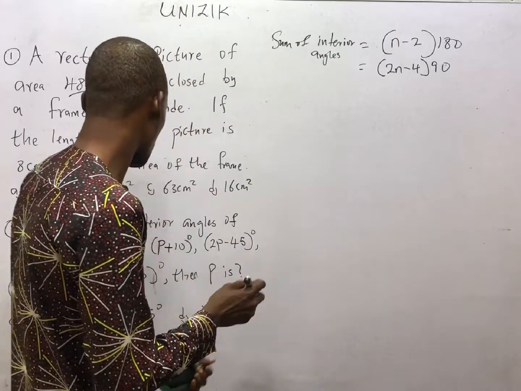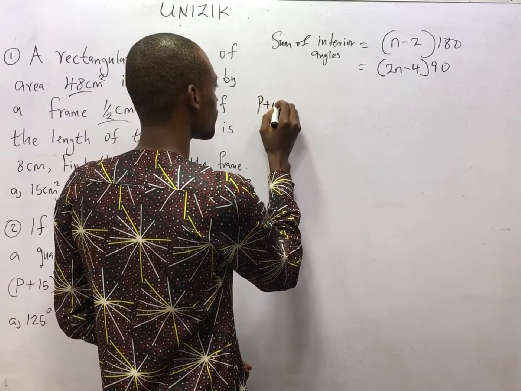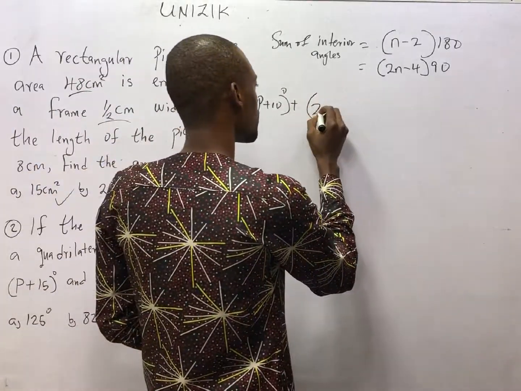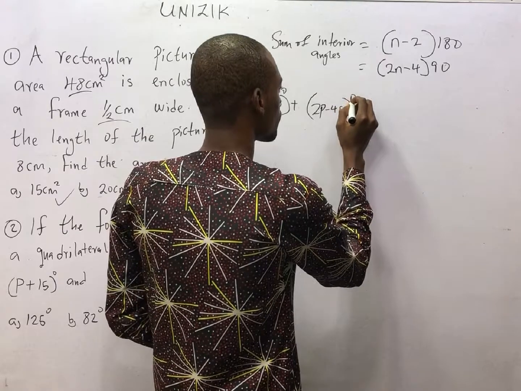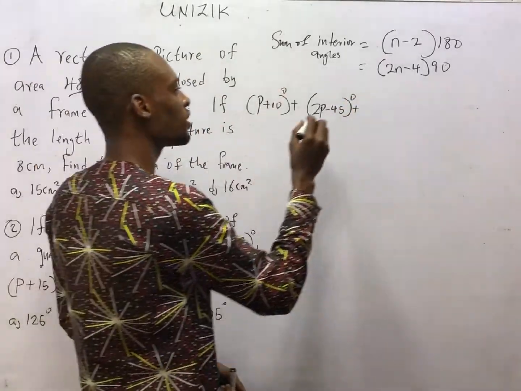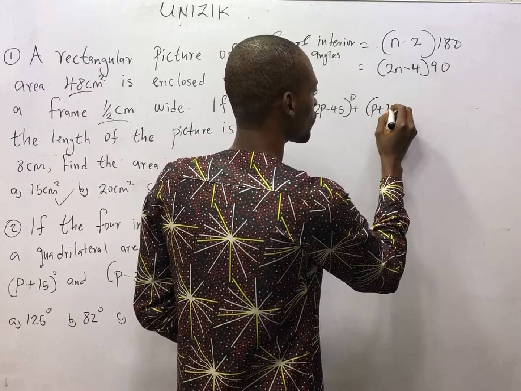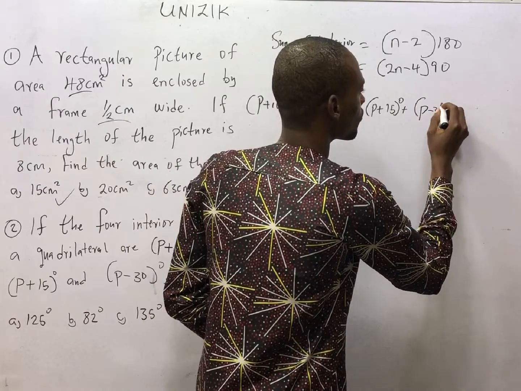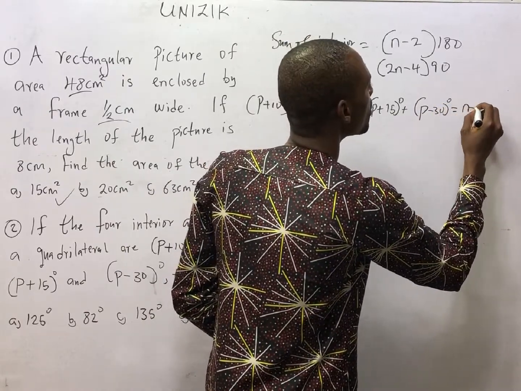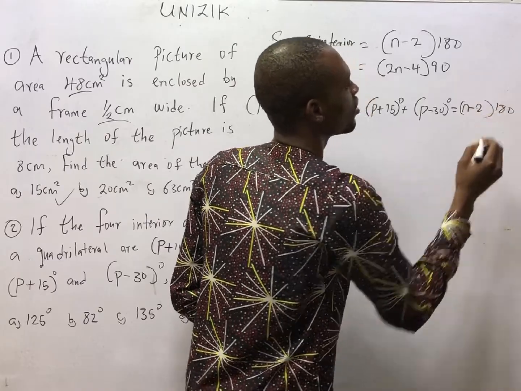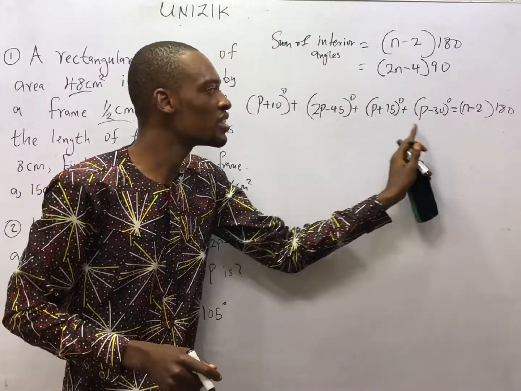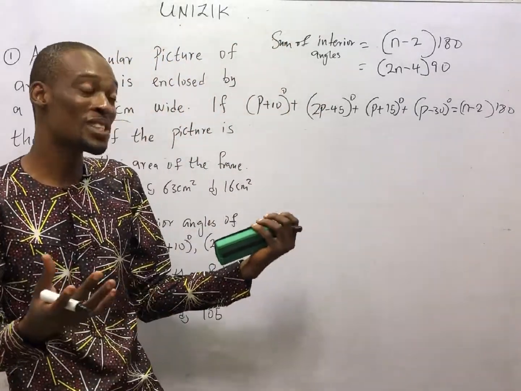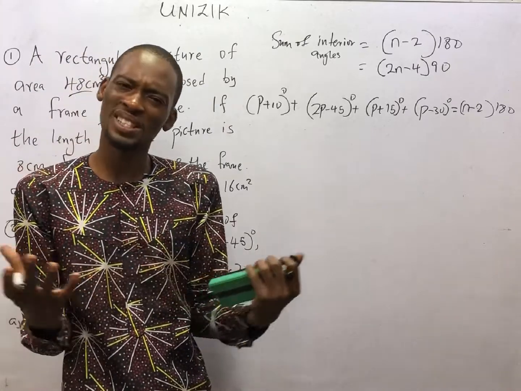What does that mean? It simply means P plus 10 plus 2p minus 45 degrees plus p plus 15 degrees plus p minus 30 degrees. Everything is equals n minus 2 times 180. So these are the interior angles. The sum of the interior angle of the polygon is equals n minus 2, 180. So from mathematics to English, English to mathematics. It makes sense to you, right?